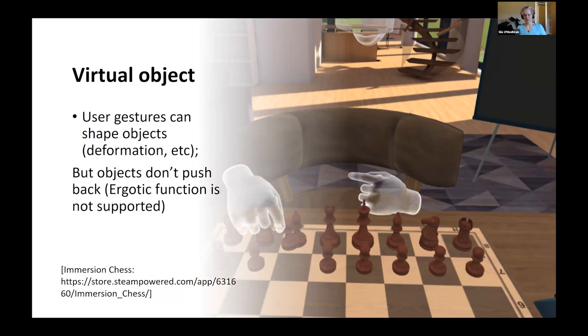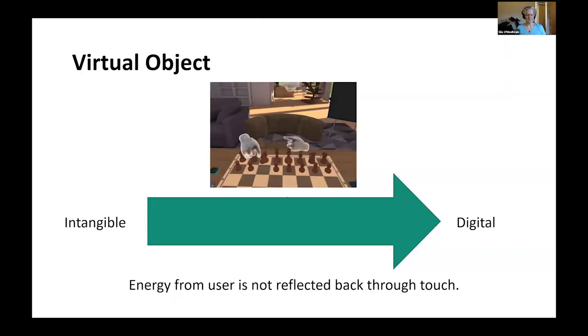But the objects don't push back, so there's no physical representation and they can't constrain user behavior in any way. So this is sometimes why it's hard to manipulate virtual objects, because they don't have a physical presence that you can take advantage of in controlling some aspect of a digital representation. So now our arrow has intangible on one side and digital on the other, and you see the link between the two is completely broken now, because the energy from the user is not reflected back to the user through the sense of touch.